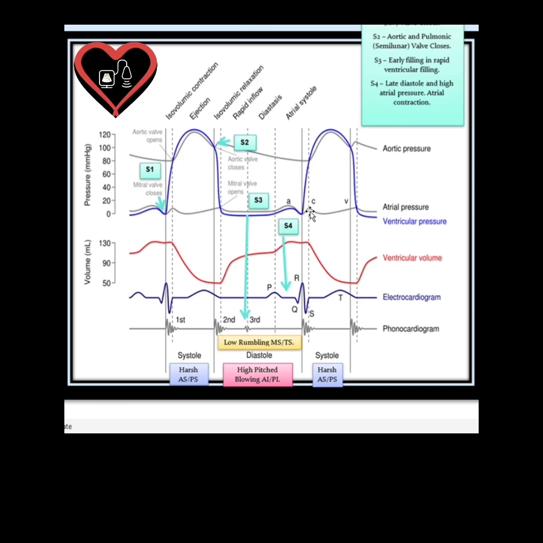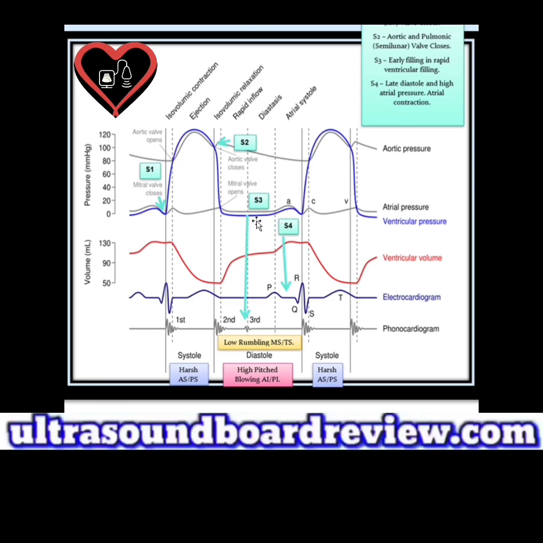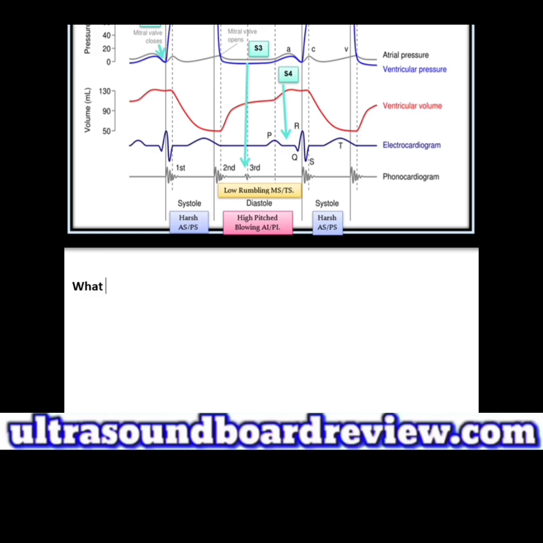Right before AV valves close, your semilunar valves are closed, right? So you would see aortic regurgitation and pulmonic regurgitation during this time period. You could hear an S3 sound. It's the sound of early filling and rapid ventricular filling. It occurs right here, the S3. And then you could also hear an S4, which is a high atrial pressure. 3 and 4 are abnormal. S1 and S2 are normal. S1 is just when your mitral valve closes. S2 is when your aortic valve closes.